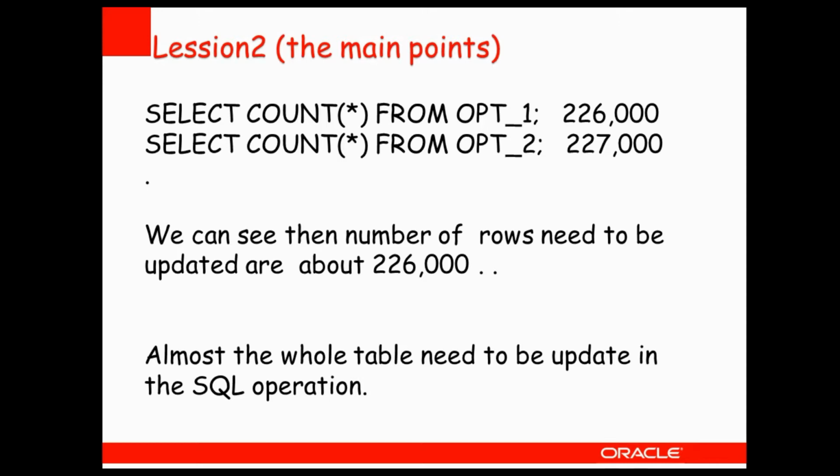We can analyze the SQL. Count the rows from table OPT_1: about 226,000 rows. Next, count the other table OPT_2: about 227,000 rows. We can see the number of rows that need to be updated is about 226,000. Almost the whole table needs to be updated in this SQL operation.